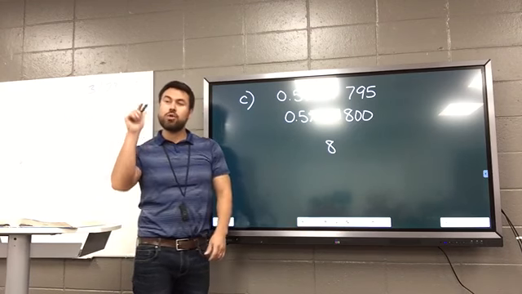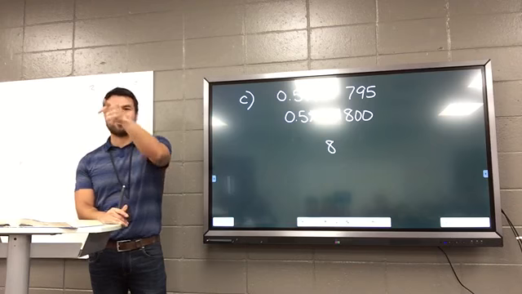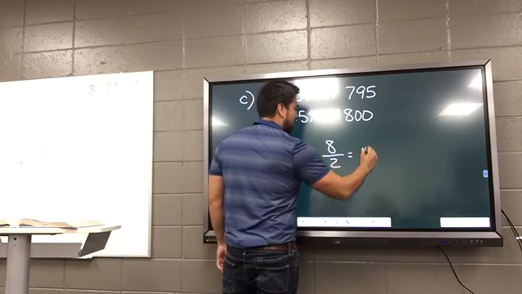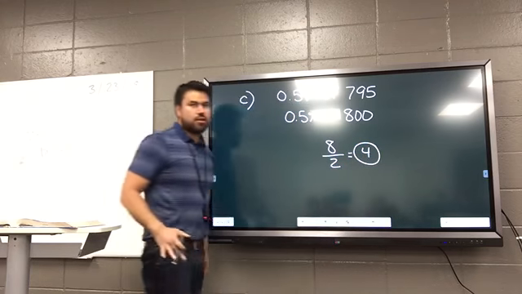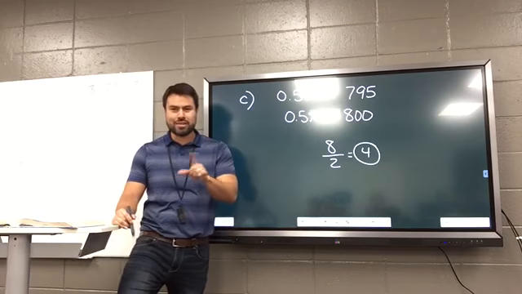Just automatically, if you know what 1% of 800 is, you should know what half a percent is. Cole? Yeah, you just divide by 2, you get 4. Now you're thinking, Mr. A, you're kind of picky right now. 8 and 4, that's not a big difference.